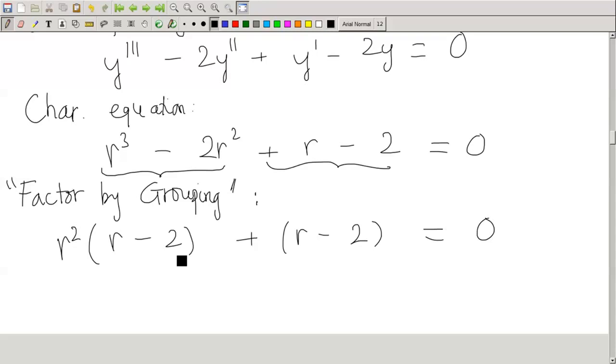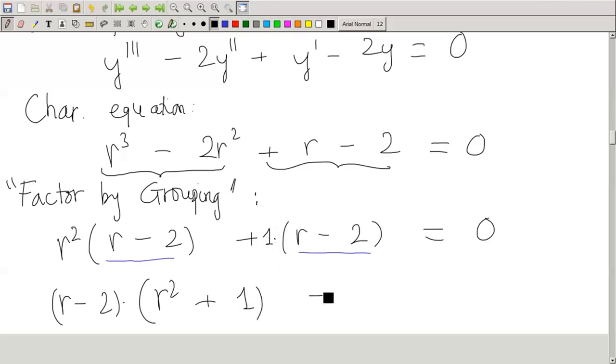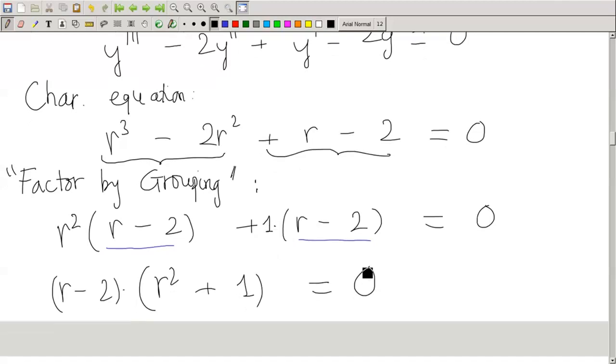But it turns out, after we group the first two terms and the last two terms, we see that r minus 2 is a common factor. We may factor that out. We get r minus 2. Then what is left is r squared plus, right here without any coefficient, it actually means 1 times. So r squared plus 1 is 0.